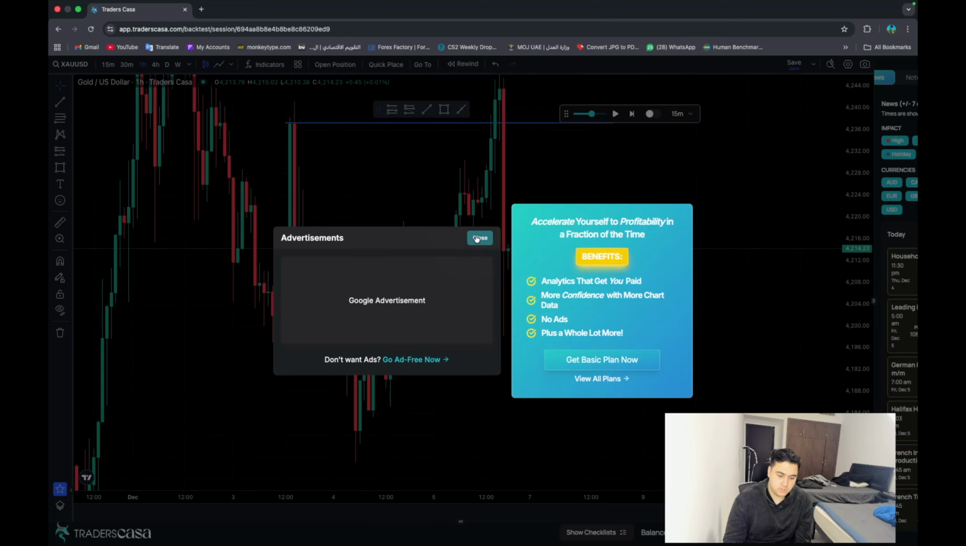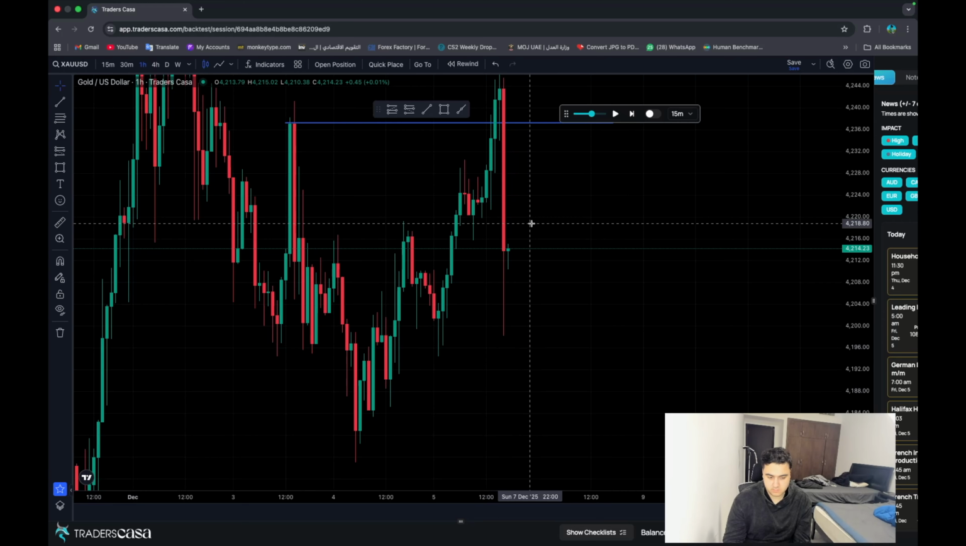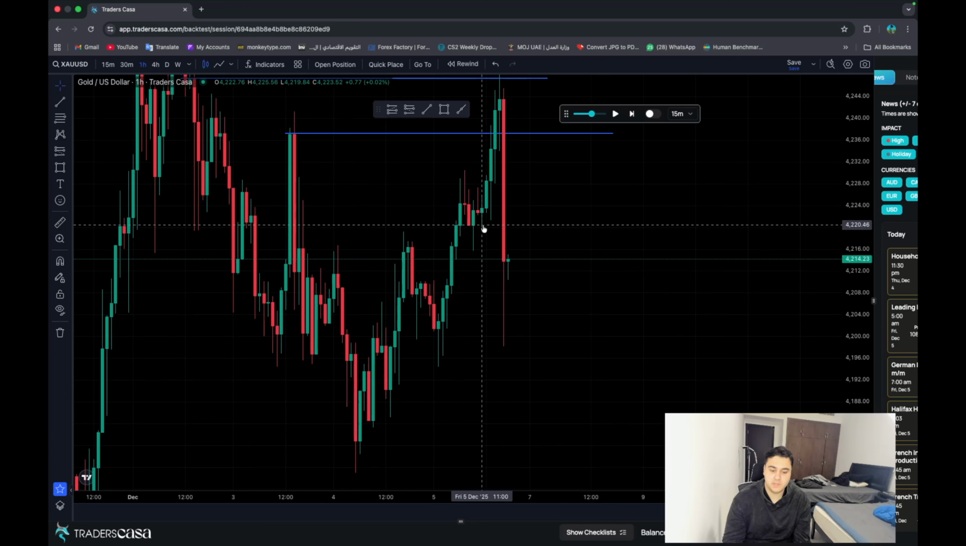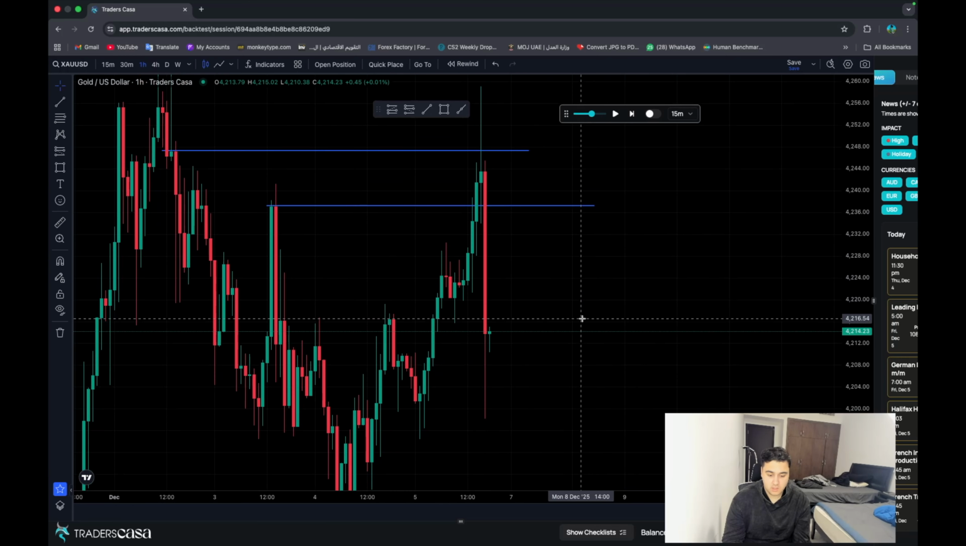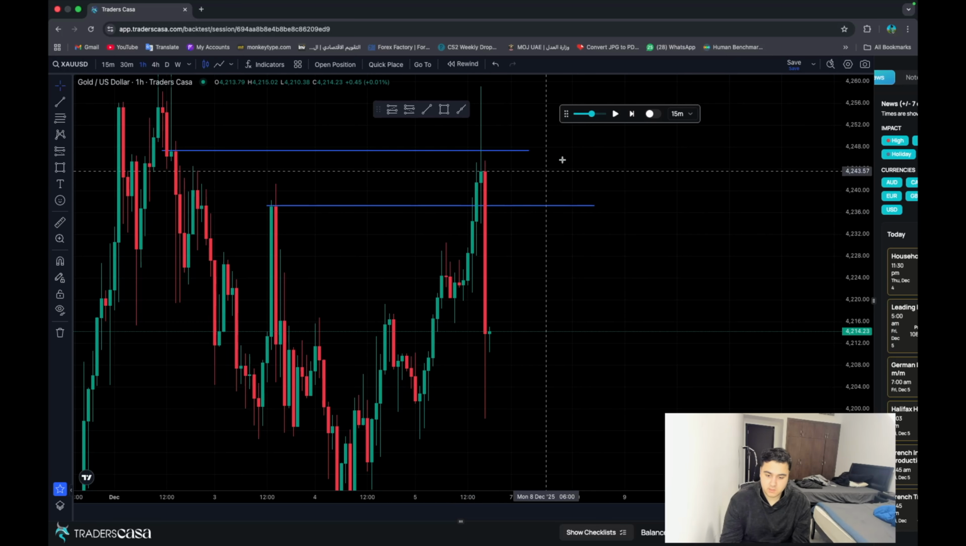But as we will see, the market has a big chance to respect this point and keep going down. But we will be having a lot of other entries.